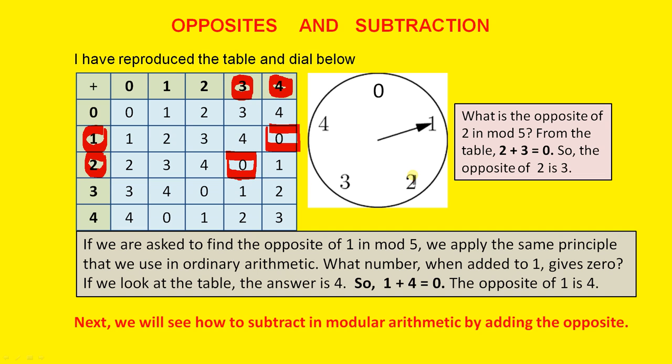And it's easy to see from here too. Look at this. See the 2. What do you have to add to 2 to give you 0? The answer is 1, 2, 3. So you can also use the dial. So the opposite of 2 is 3. That's why 2 plus 3 equals 0. Next, we will see how to subtract in modular arithmetic by adding the opposite.